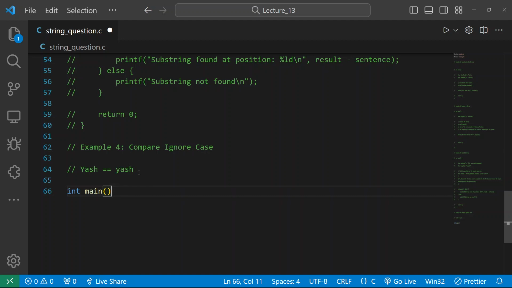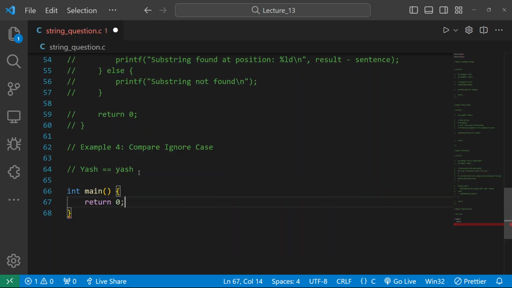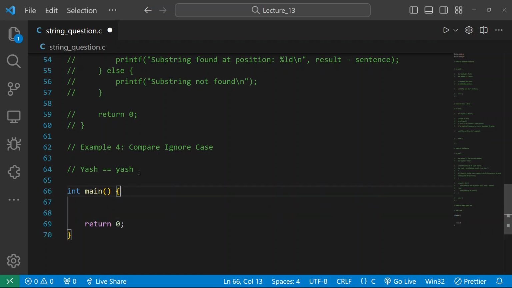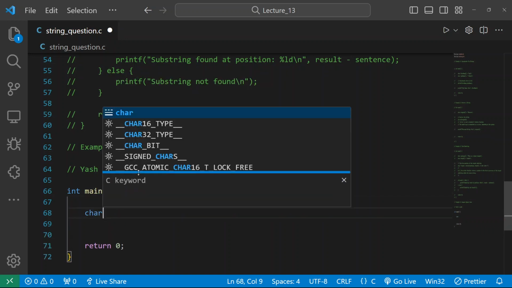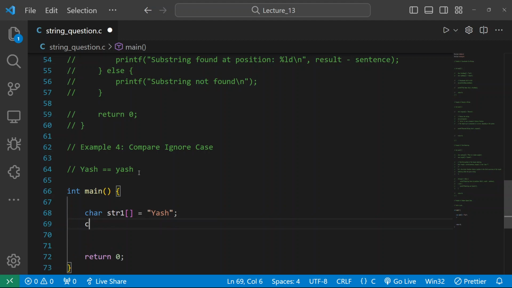int main, return 0. So let me write char str1 equal to, this is my name I have written in front of you, char str2, and let me write my name again in this way. Okay, in this fashion I have written.